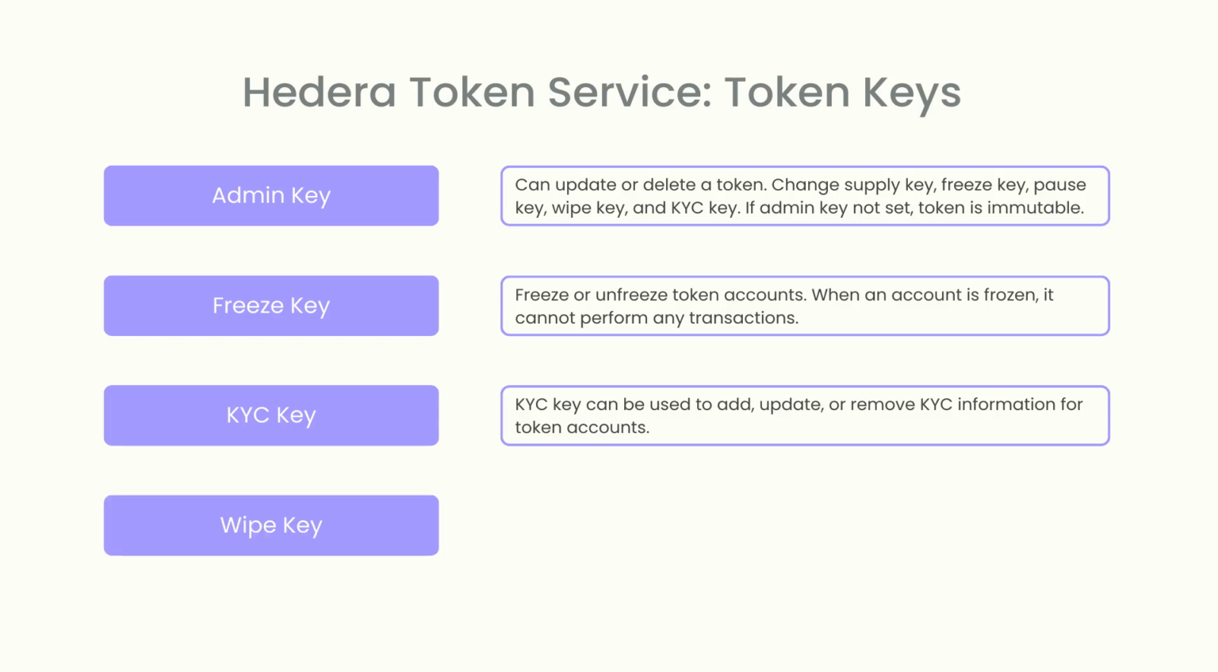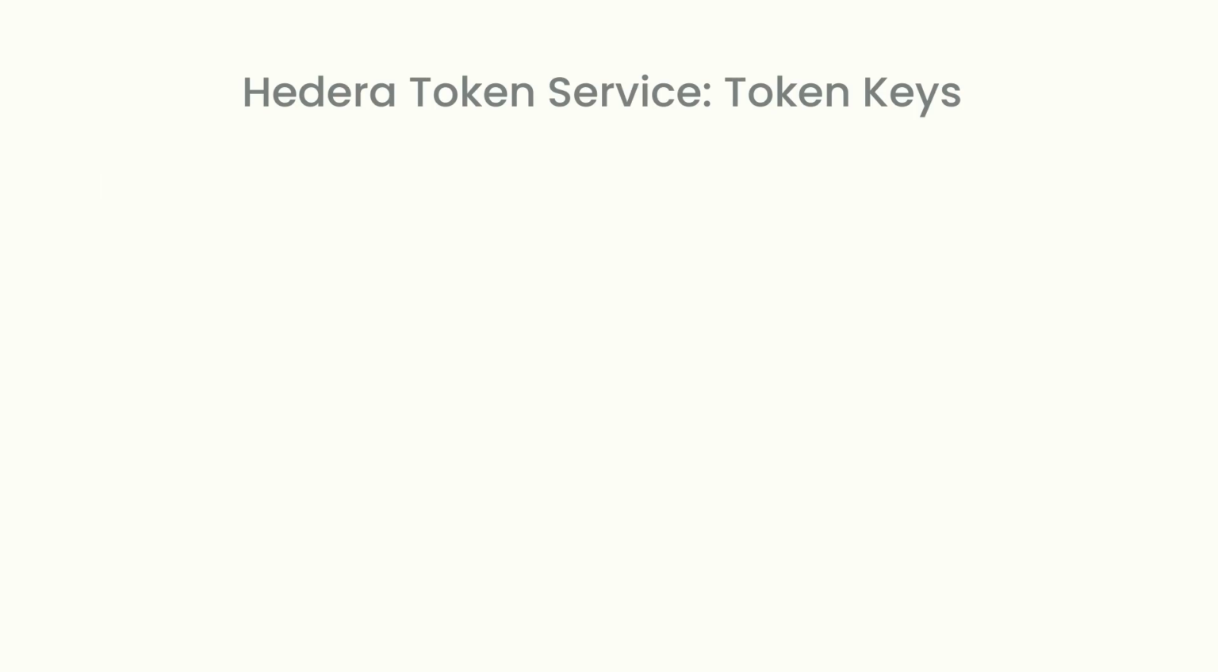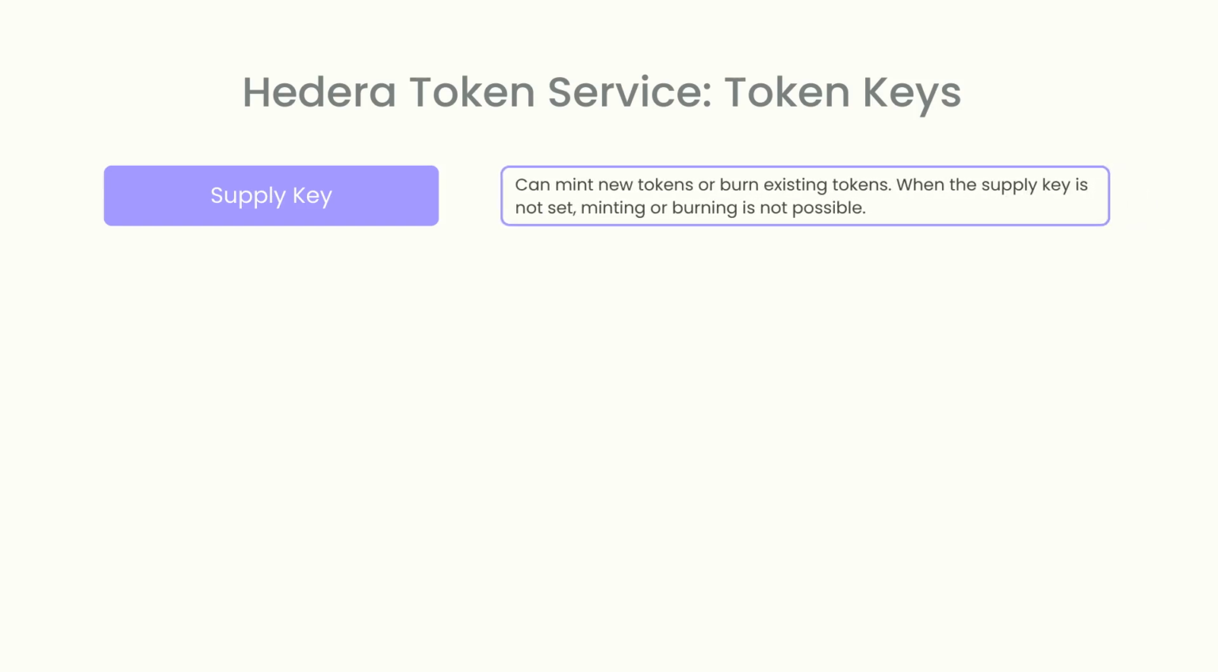The wipe key is used to simply wipe the balance of a token account. This can be useful in cases where the account owner has lost access to the account or it has been compromised. Next, the supply key manages the supply of a token. It can mint new tokens or burn existing tokens. When a supply key is not set, minting or burning of tokens isn't possible.